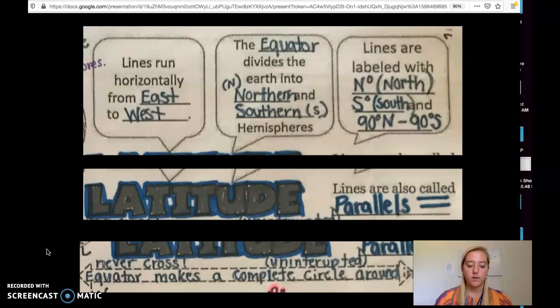When I was growing up, I learned to distinguish latitude and longitude. Latitude, fatitude, so it is going this way, horizontally. They run horizontally.